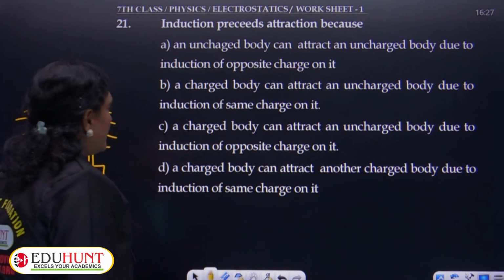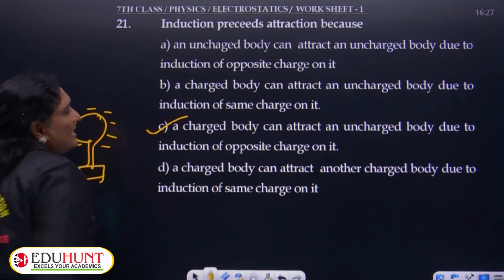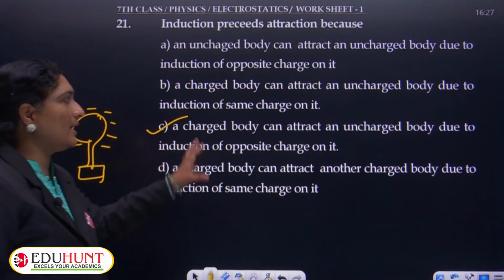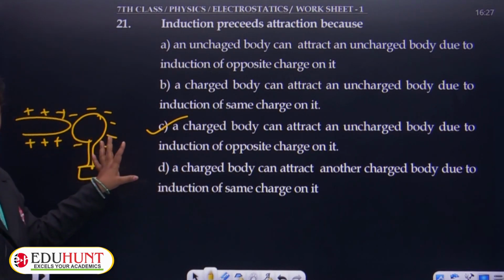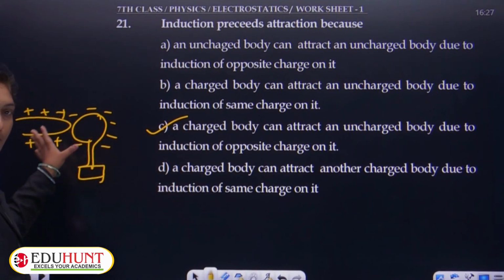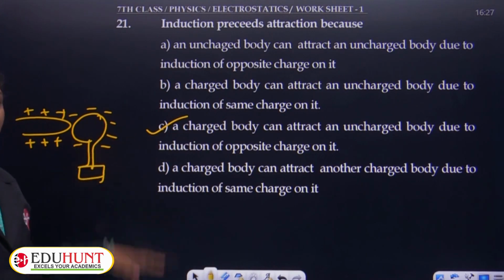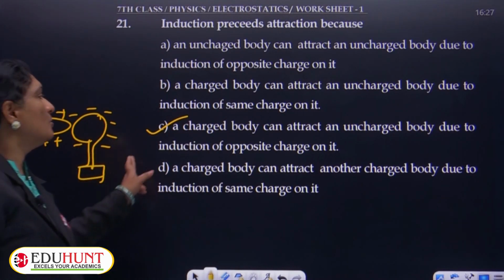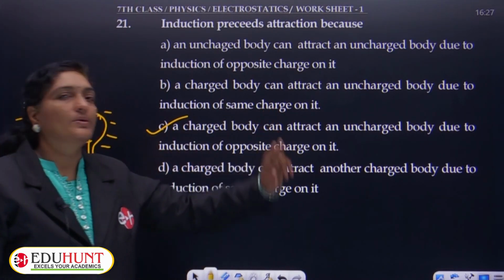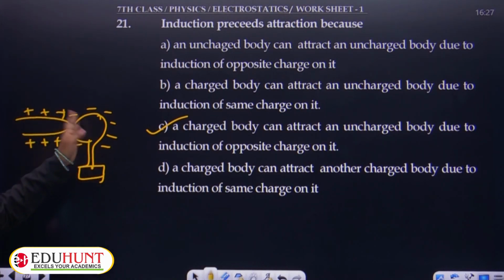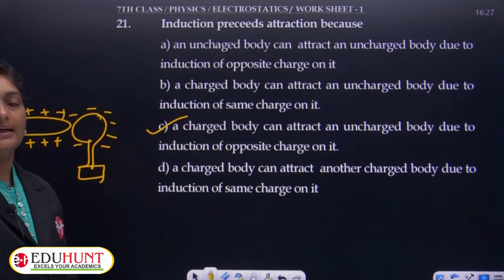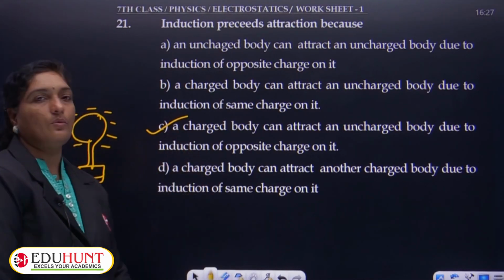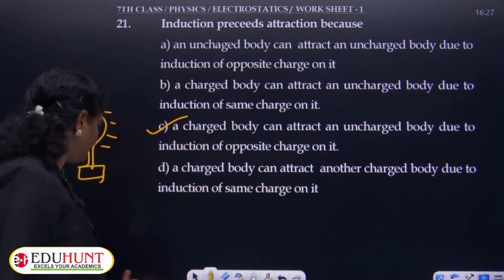Okay. So the correct option is option C. The reason is a charged body can attract an uncharged body. So earlier, this was an uncharged body and this was a charged body. This charged body was attracting the uncharged body due to the induction of opposite charge on it. Why? Because some opposite charge is induced on that body. As a result, they both are getting attracted. Hence, the correct option is option C.